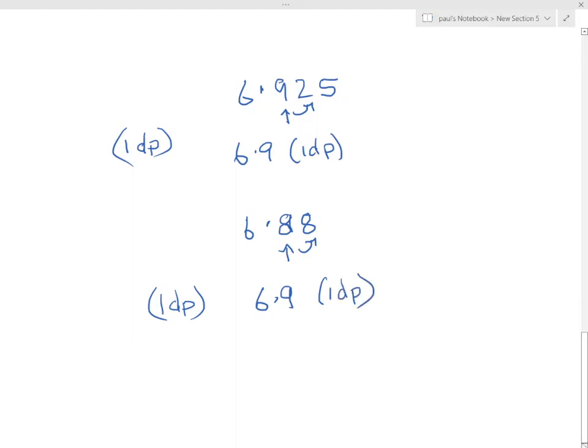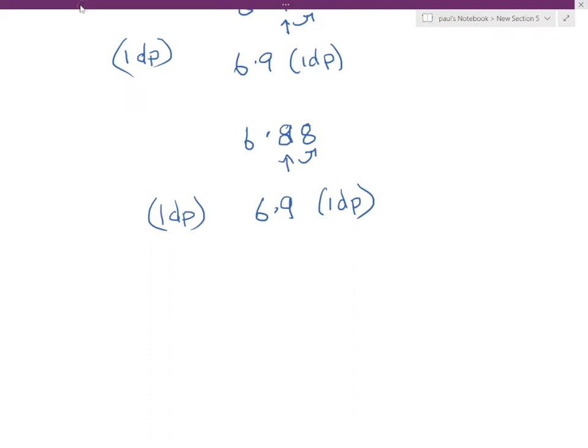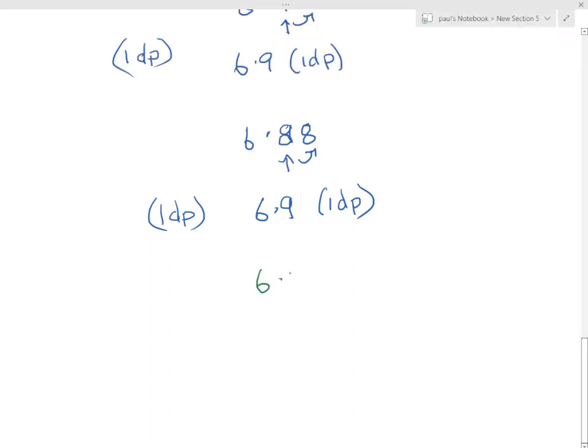Now I will do that awkward one. We're going to do 6.98. We're going to do this to 1 decimal place. So you go to the 1 decimal place, you look to the right, and we have to round up. So we add 1 onto the 9. Now this is awkward because it becomes 10. You can't have a 10. So the 10, the 1 carries over and adds on to the 6.